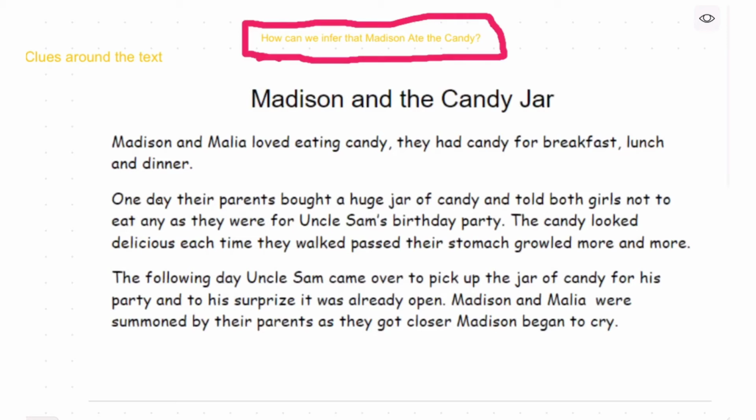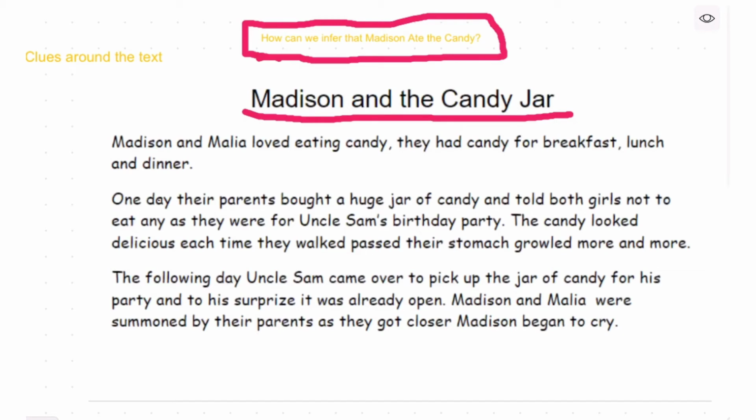Now, let's see. Madison and the Candy Jar. So the first thing I want you guys to look at is the title of the story, Madison and the Candy Jar. Madison and Malia loved eating candy. They had candy for breakfast, lunch, and dinner. One day, their parents bought a huge jar of candy and told both girls not to eat any as they were for Uncle Sam's birthday party.